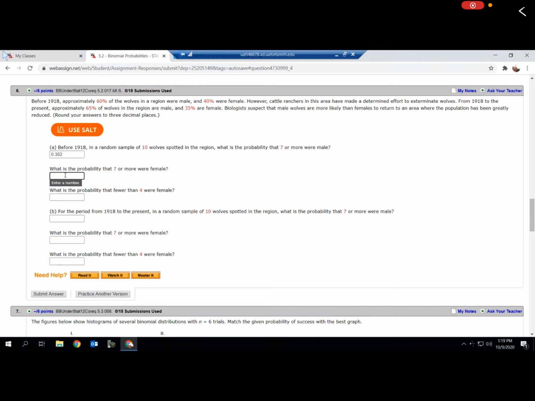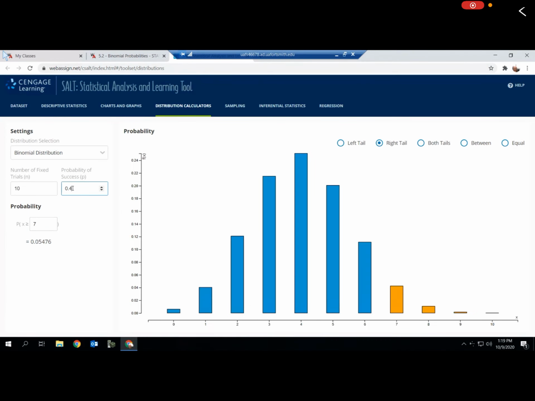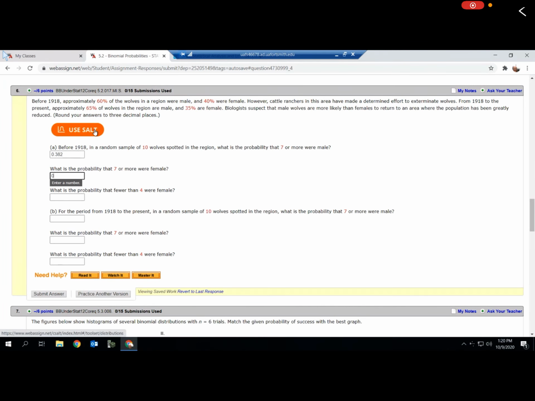What's the probability that 7 or more were female? Female, all we have to do is change our probability to 0.40. Again, you can either directly edit or you can use those up or down arrows. 0.055. The 7 makes the 4 go up.